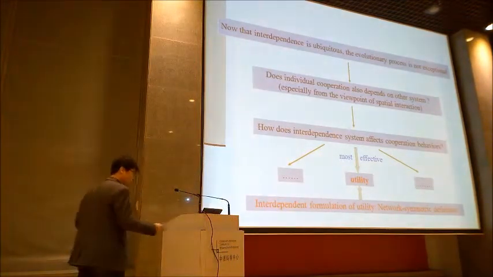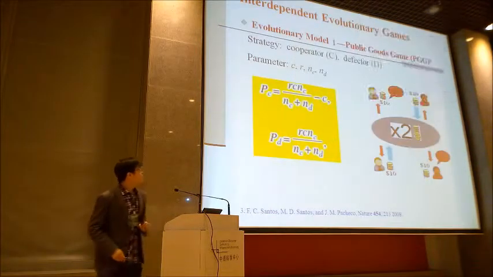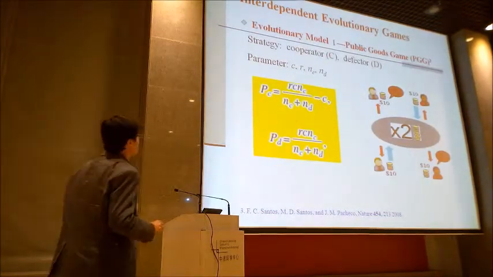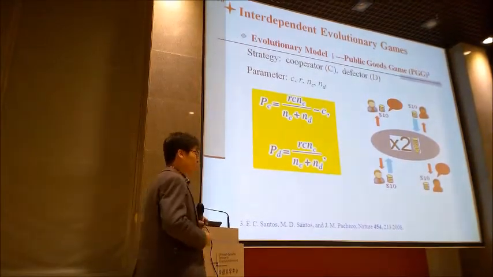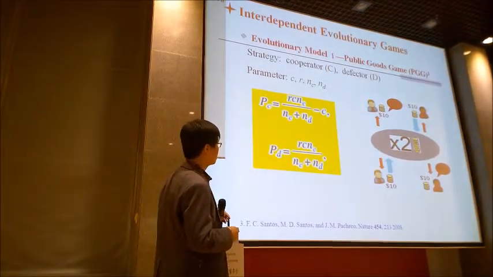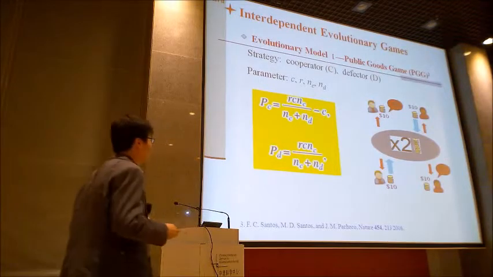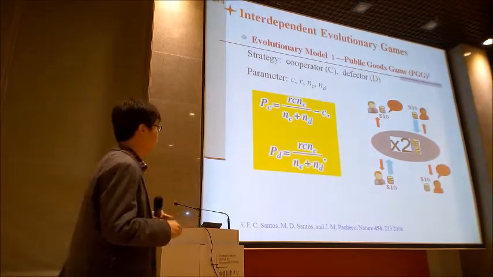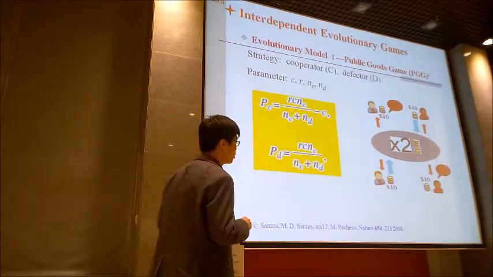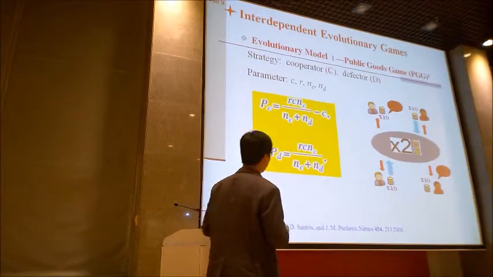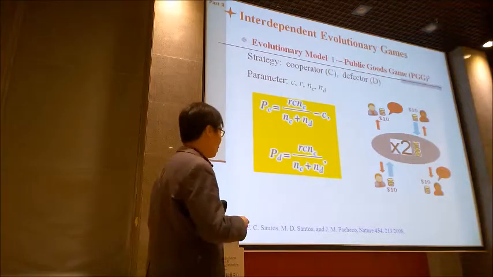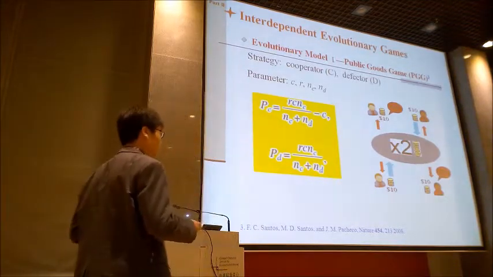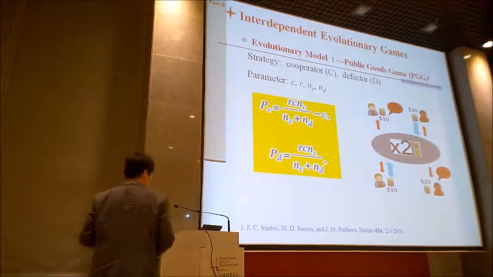So now we turn to the second part, the interdependent evolutionary games. In this part, I will consider two types of models. The first toy model is the public goods game. And this is the schematic picture of the public goods game, and this is the mathematical formula of the payoffs of different strategies. Because the speakers before me have shown the details clearly, I don't explain them here.